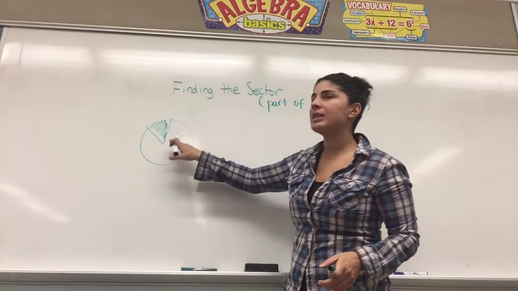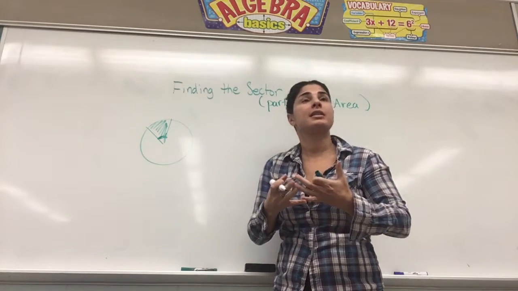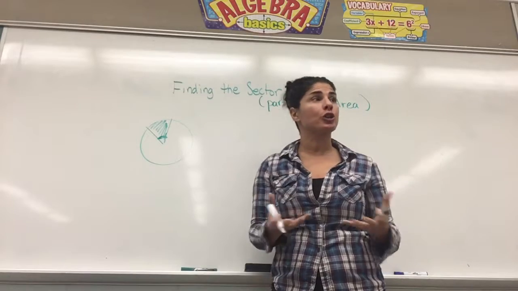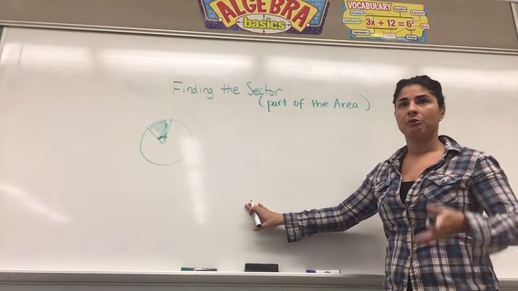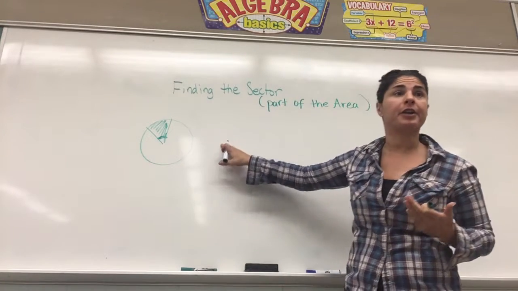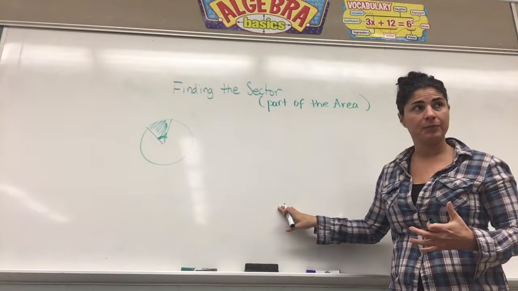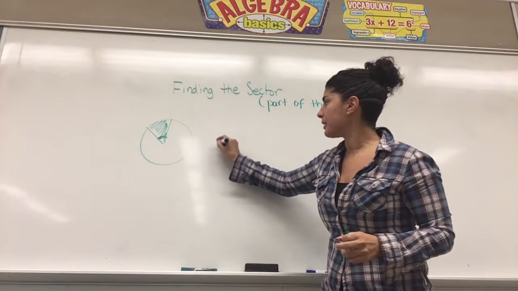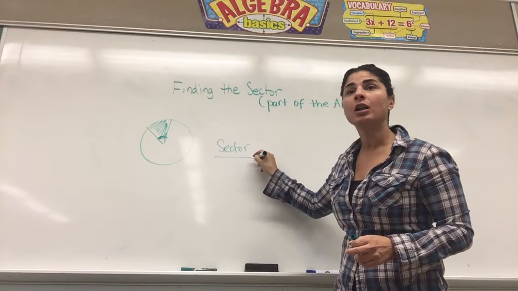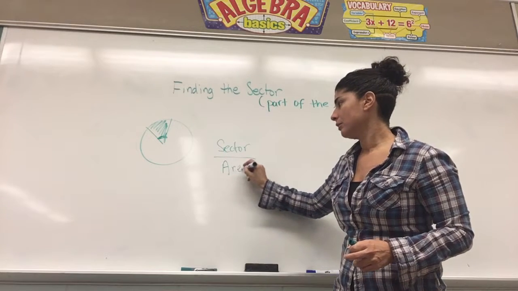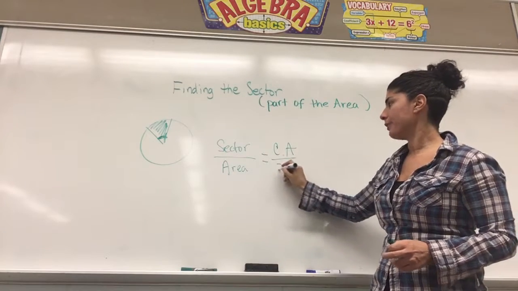What's important is that we need to find out what the central angle is to find out what the sector is. And we need the full circle to be able to do that as well. The formula for circumference was arc over circumference equals central angle over 360. But for area, it's going to be sector, which means piece, part of the whole area, which is then equal to the central angle over 360.